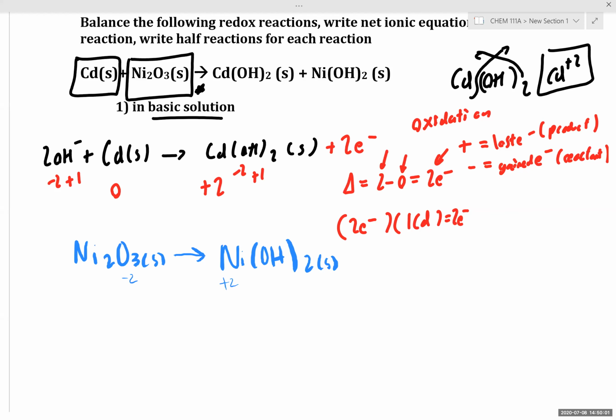The initial oxidation number assignments look good so far. Let's keep going through and assigning the remainder of the oxidation numbers.